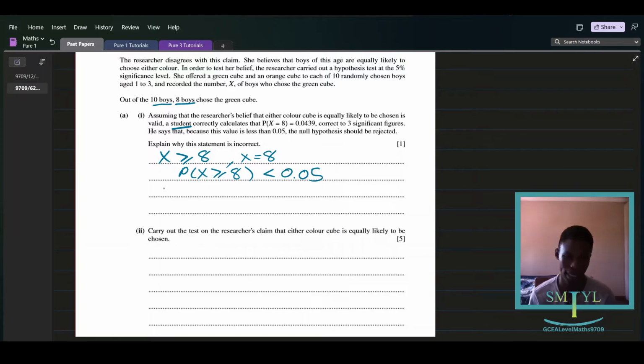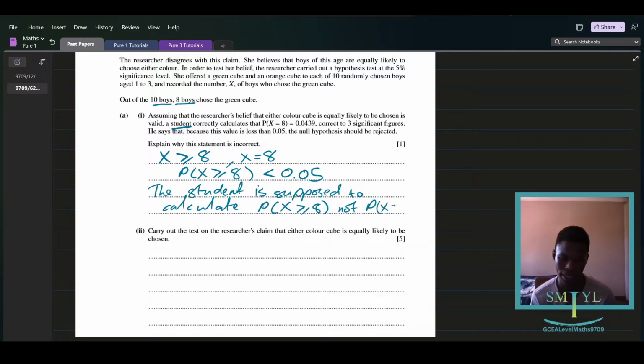So we can say that the student is supposed to calculate the probability that X is greater than or equal to 8, not the probability that X equals 8.